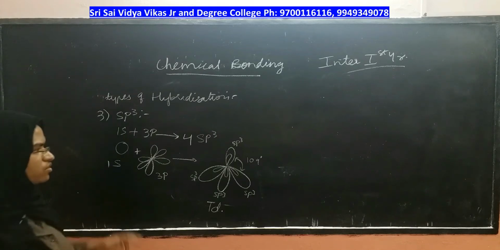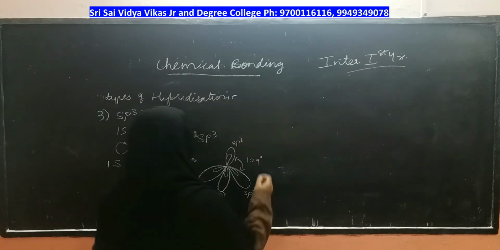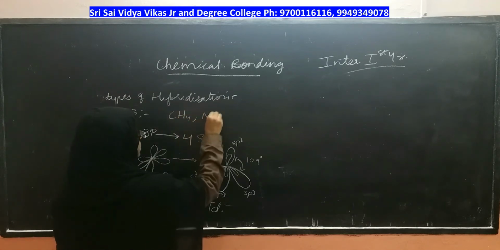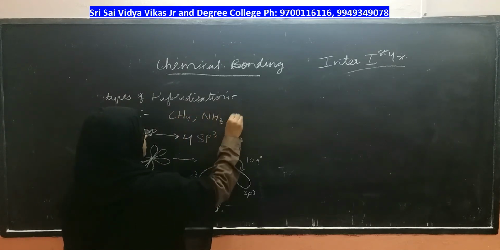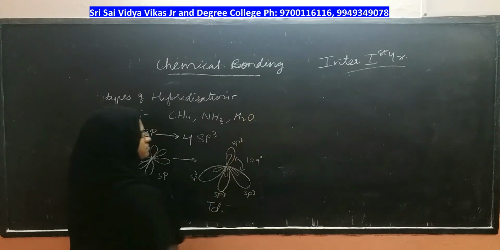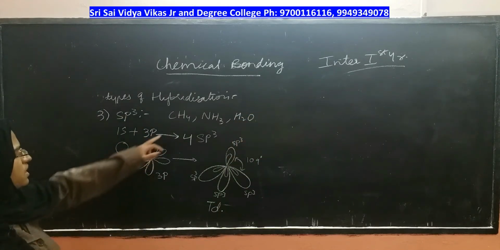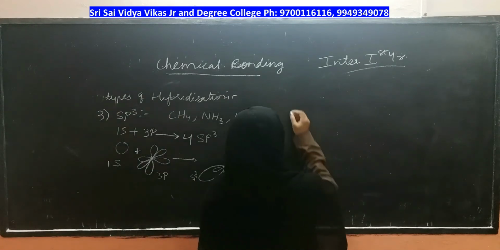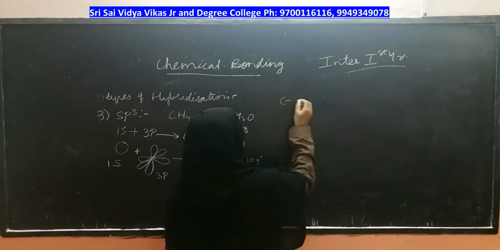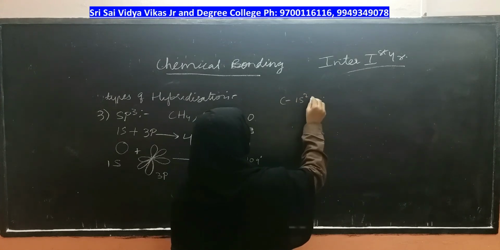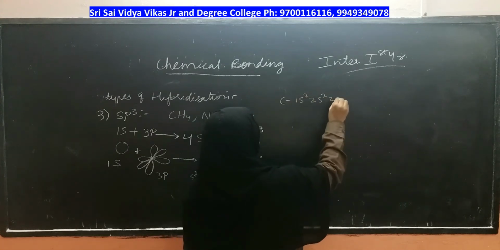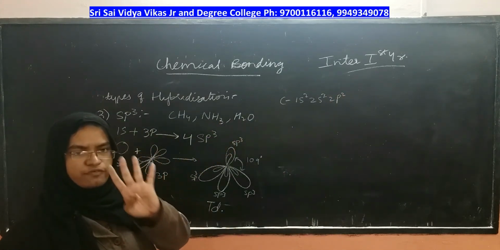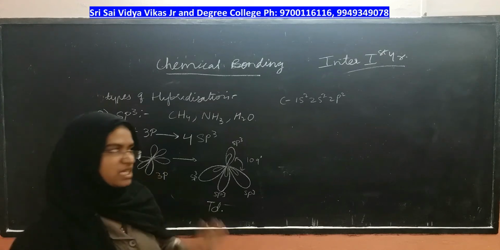Which molecules undergo this type of hybridization? Examples are methane, ammonia and water. Which example shall we see? Let us look at methane, in which sp3 hybridization takes place. Who is the central atom here? Carbon is the central atom. What is the electronic configuration of carbon? 1s2, 2s2, 2p2. Carbon is surrounded by how many hydrogens? 4. Should all 4 be treated equally or not? Yes.